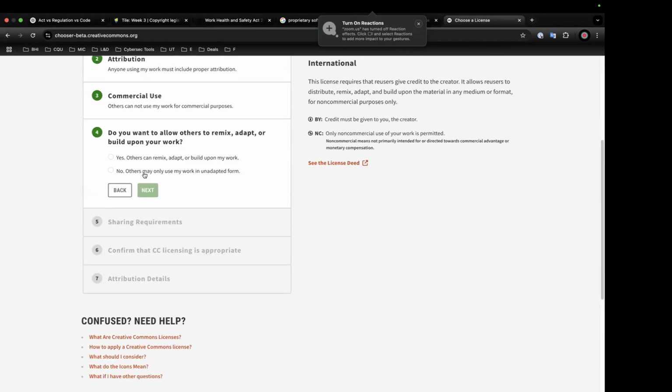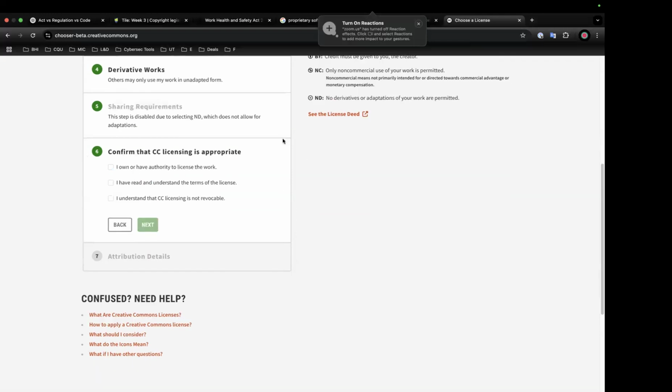And then how about this one? Allow others to remix, adapt, or build upon your work. What does it mean by this? Means they can change it. Yeah, so if you have an image, whether they can alter it or build upon your work, or you don't allow them to do that. They can only use the original item as is. Yeah. So we'll just say no.